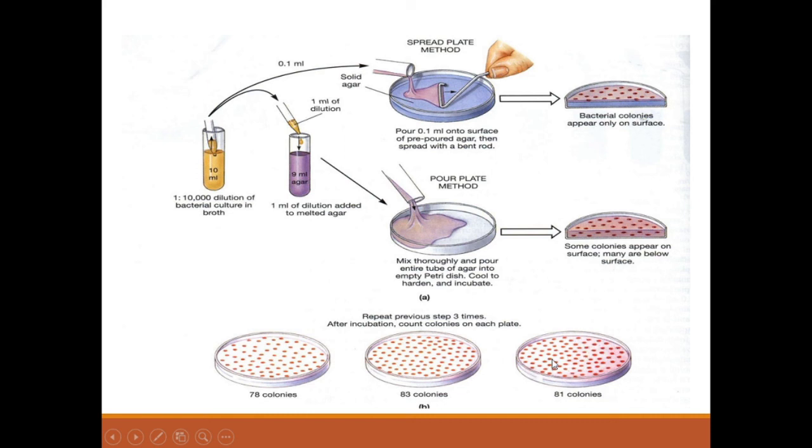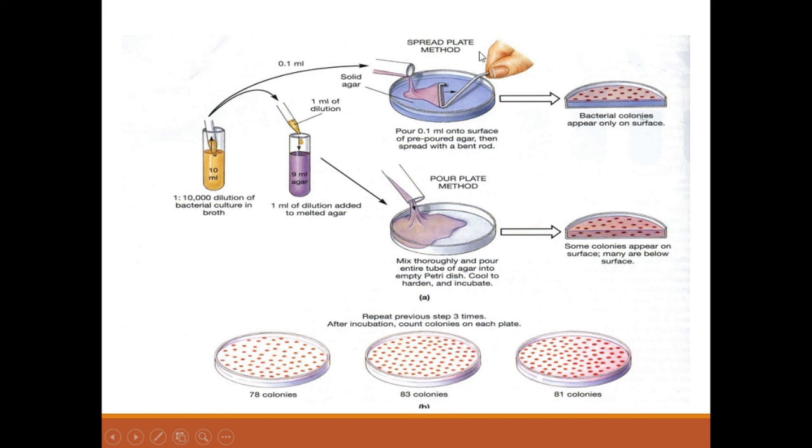In the spread plate method, this is a comparison of PourPlate and spread plate. Here this is a PourPlate. If it is a PourPlate, you have to mix the sample first. In spread plate, we transfer from the dilution directly onto the agar surface. But in PourPlate, first we have to add the sample to the agar medium which is in the tube. Then we have to pour.